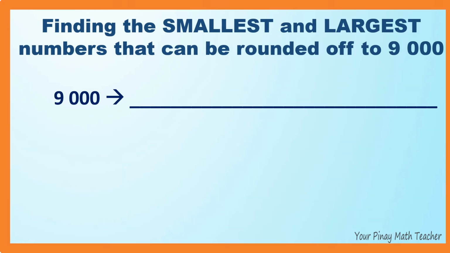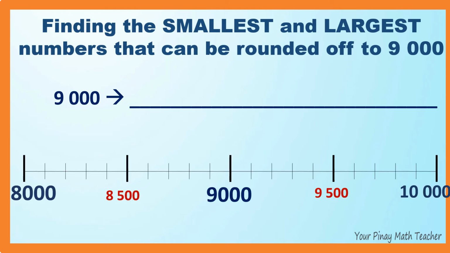Next, find the smallest and the largest numbers that can be rounded off to 9,000. Again, look at the number line. In the middle of 8,000 and 9,000 is 8,500. Once the number reaches the middle, it has to be rounded off to the greater number. So 8,500 is rounded off to 9,000. 9,500 is to be rounded off to 10,000.